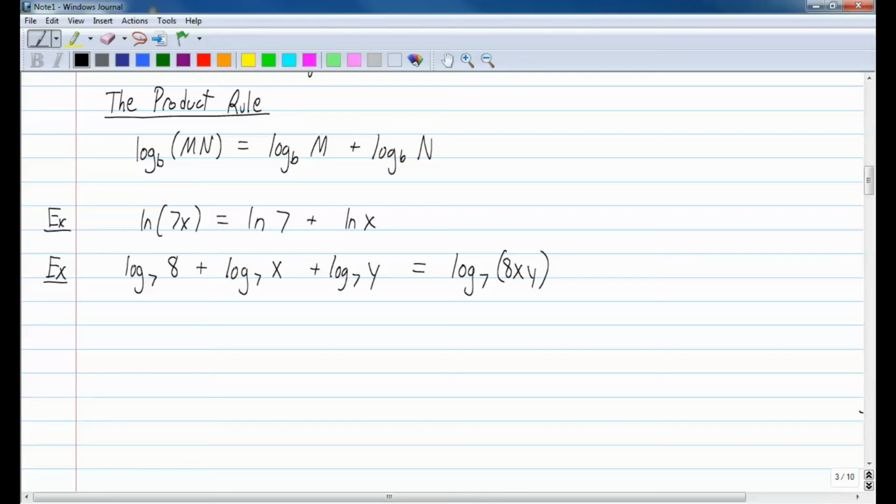So as long as the logarithm is positive, as long as there's a plus in front or it's positive, and you have the same base, you can write them as a product. If you have a product, you can write them as a sum.